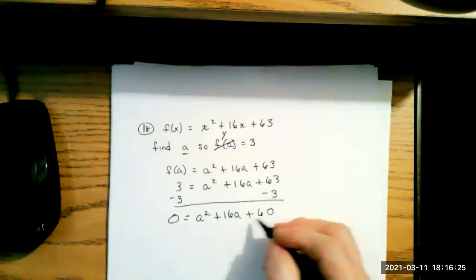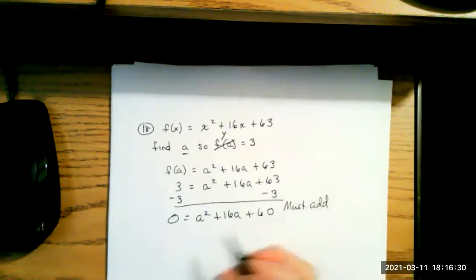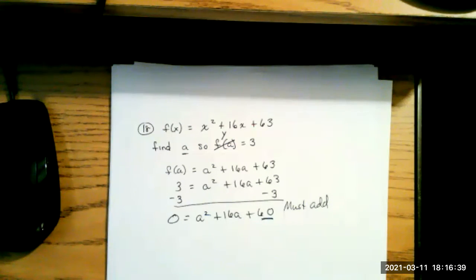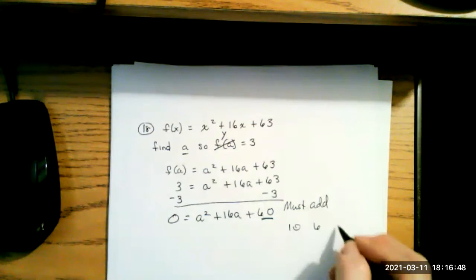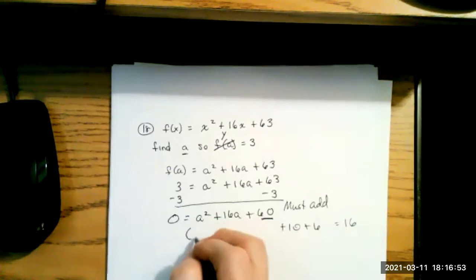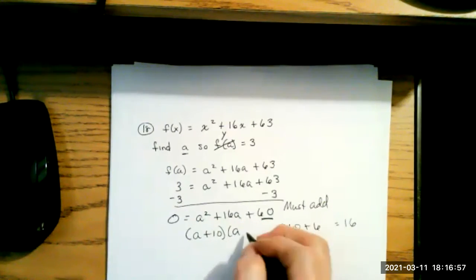Okay, add factors, you must add. And this time it's not an AC trinomial. It's just a plain old simple trinomial. I need to use just the 60. I want to do factors of 60 to get 16. Anybody know what that might be? 10 and 6 works. That gives me 16. I want my 16 to be positive. So I'm going to factor this into A plus 10 and A plus 6.